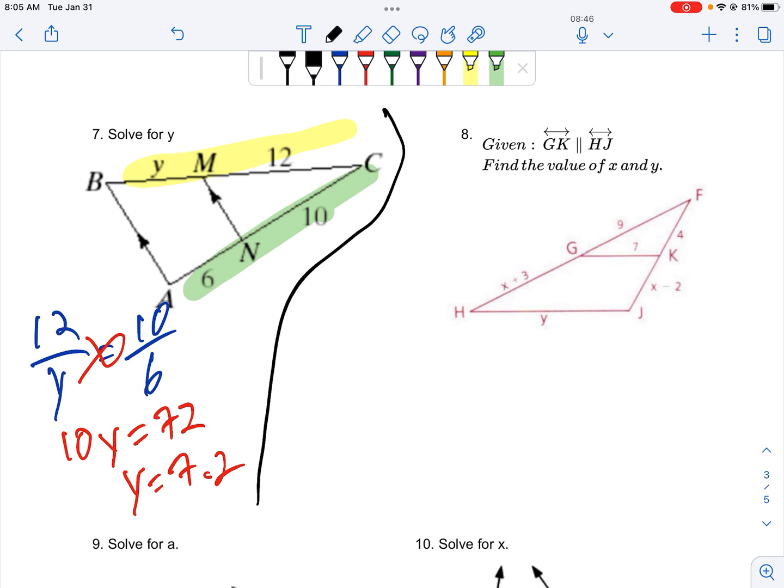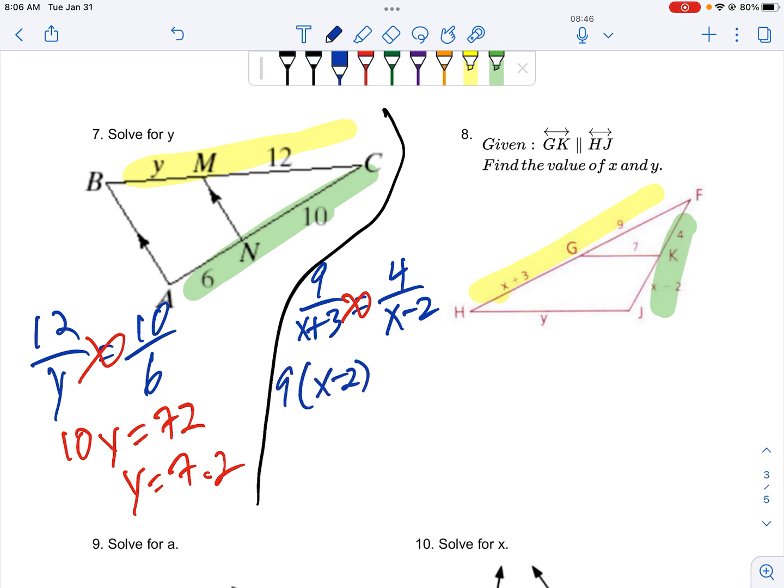All right, number 8. Number 8, again, little side splitter. I got the left equal to the right. So I can go 9 over x plus 3 equals 4 over x minus 2. Cross multiply and get 9 times x minus 2 equals 4 times x plus 3. Distribute the 9, distribute that 4. 9x minus 18 equals 4x plus 12.